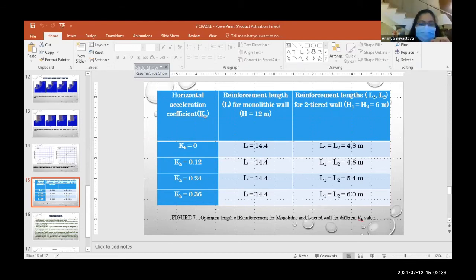For a monolithic wall, I am taking a constant value of the reinforcement, but in two-tiered walls, I'm increasing it because I need to combat the seismicity conditions. This is totally upon a designer because there are no specific guidelines.